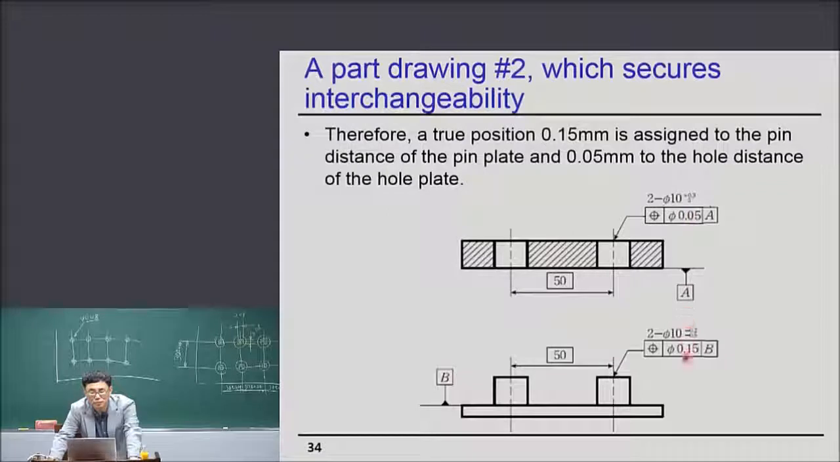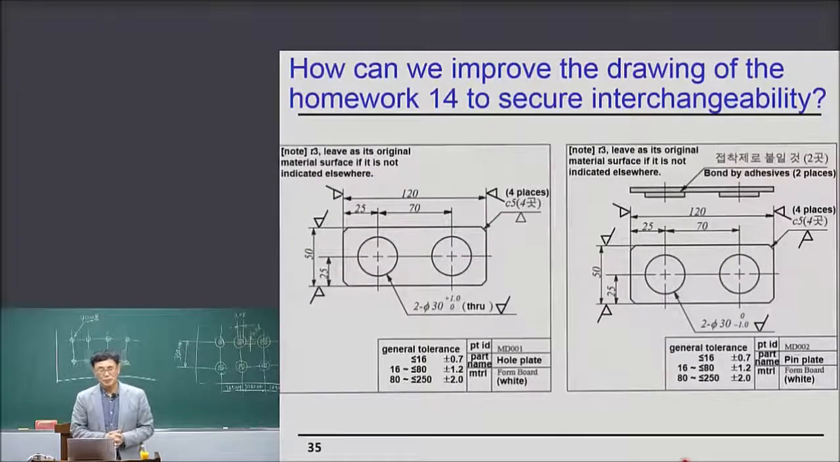But of course, the summation of two true positions should be less than large gamma, which is 0.2 millimeter in this case. Okay. All right. Now, the final solution. How can you improve the drawing of the homework 14 to secure interchangeability? Now remember that my drawing was like this, 30 and 0 plus 1 millimeter. So very loose accuracy, and center distance 70. General tolerance was assigned.